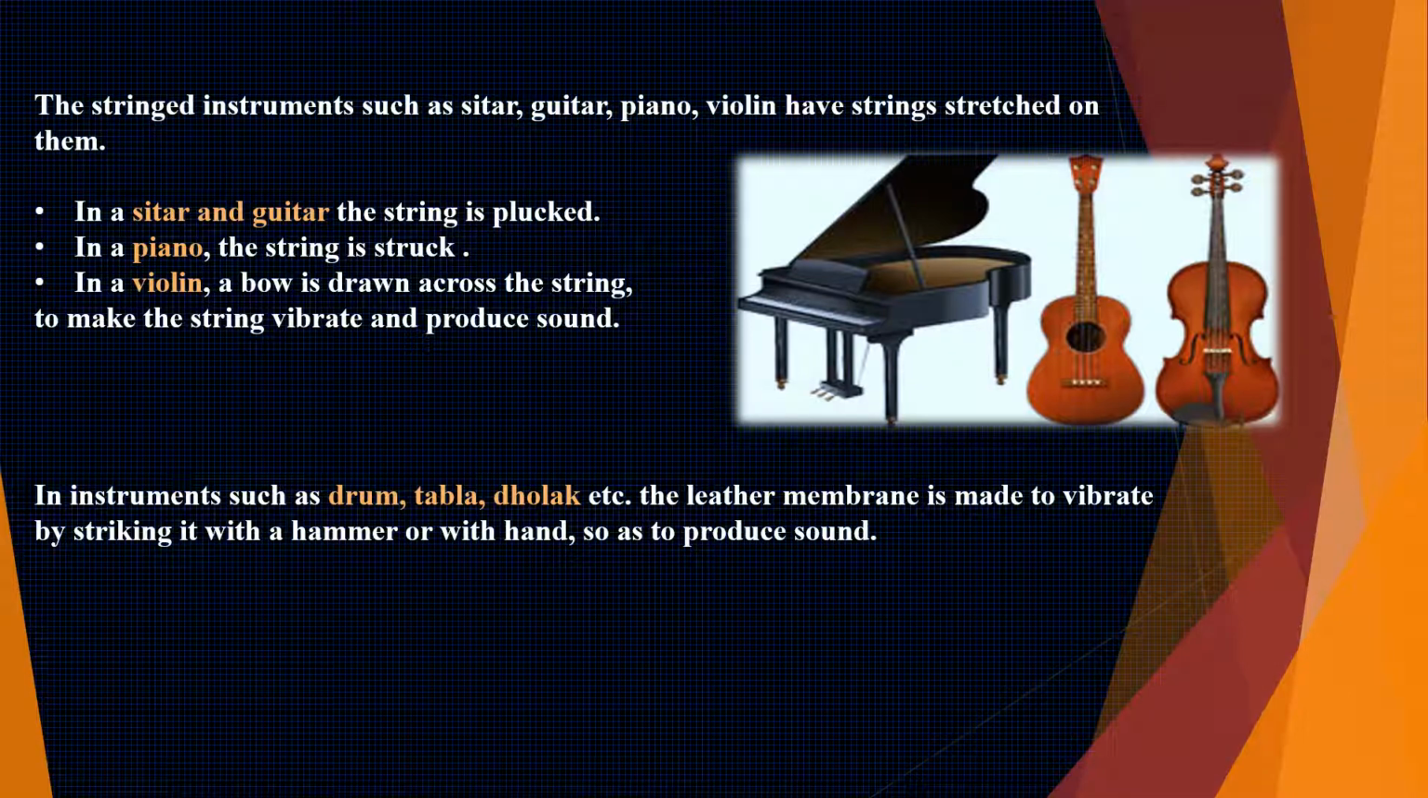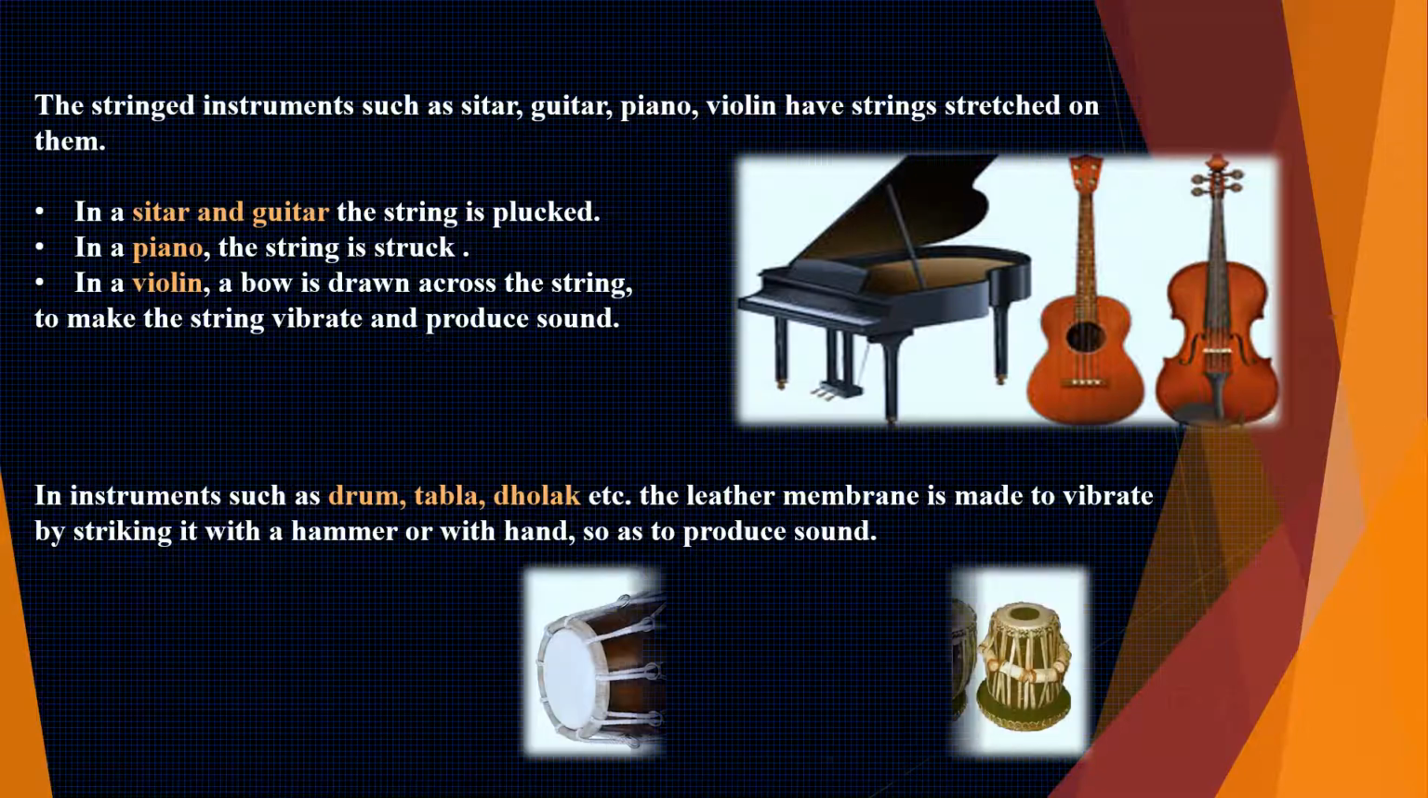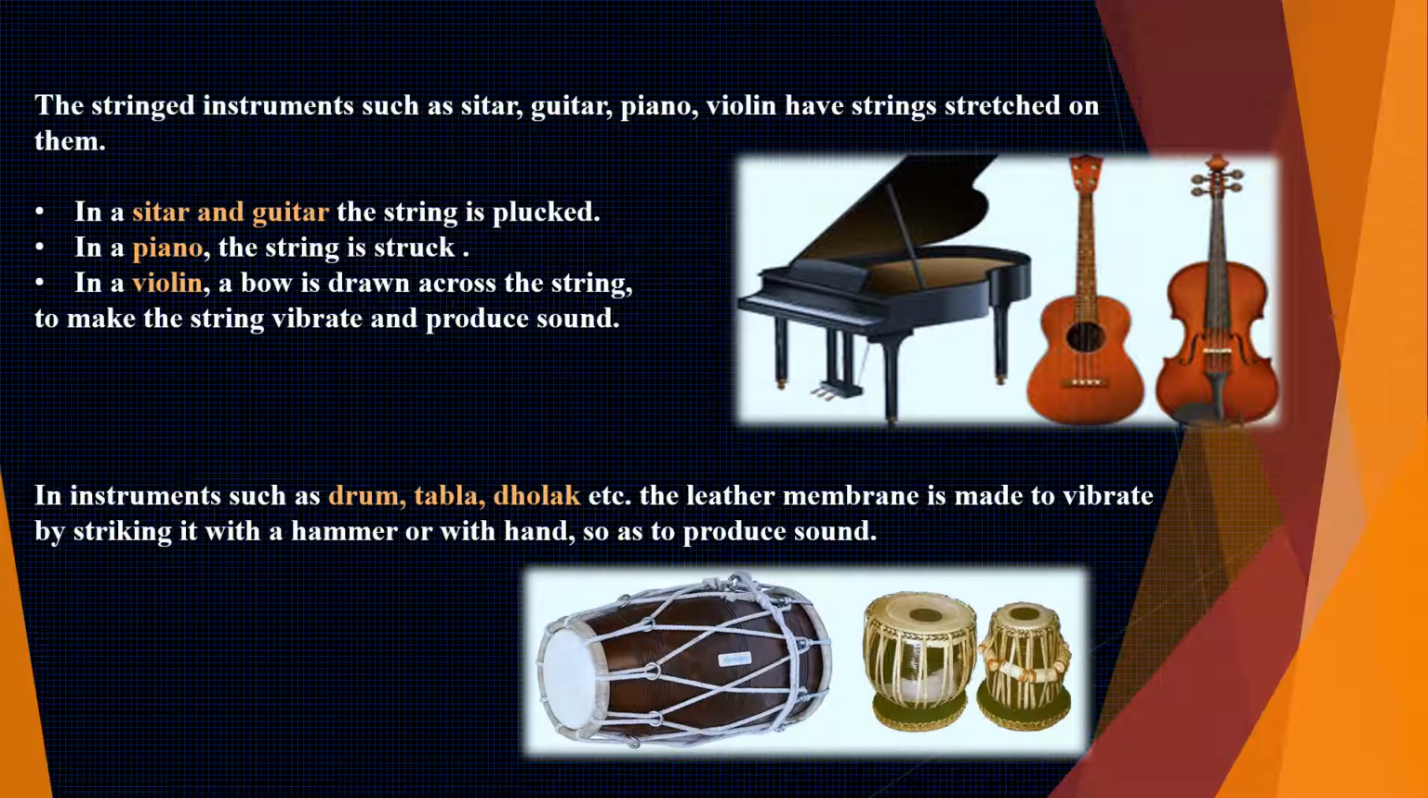across them. Next, we have instruments like drum, tabla, and dholak. Here, the leather membrane is made to vibrate by striking it with a hammer or with hand, and the vibrating membrane produces sound.